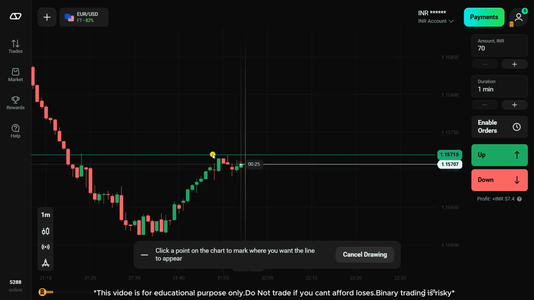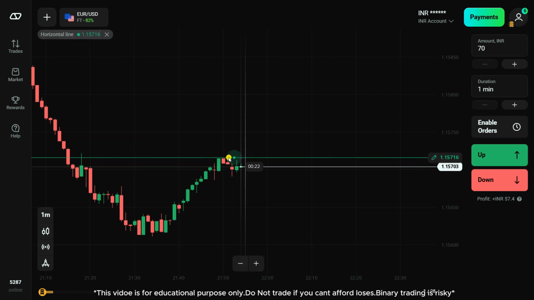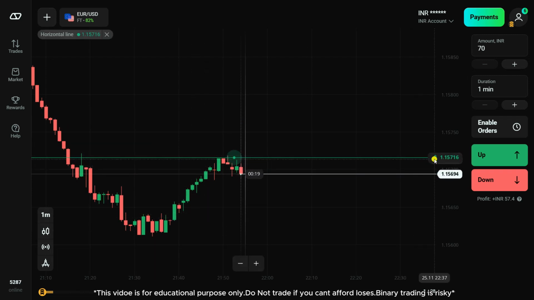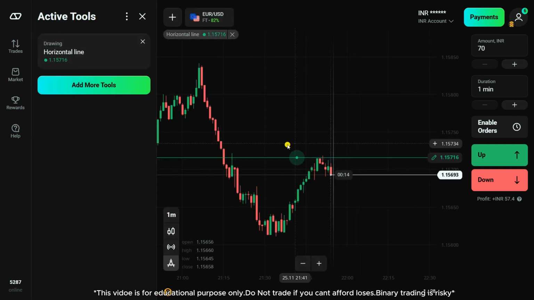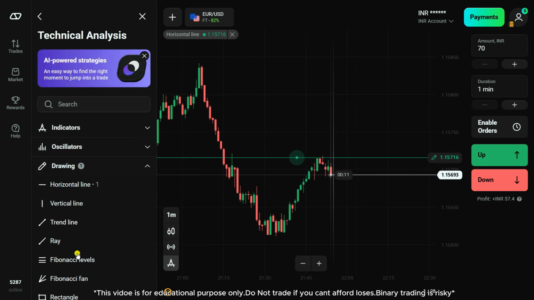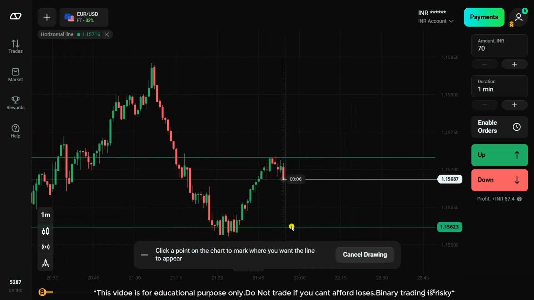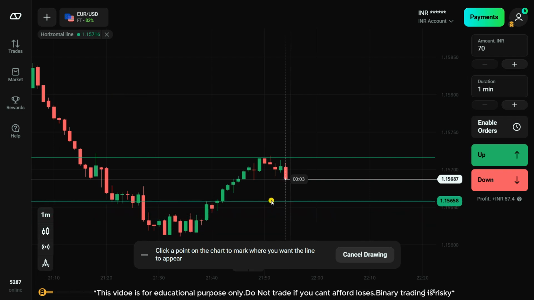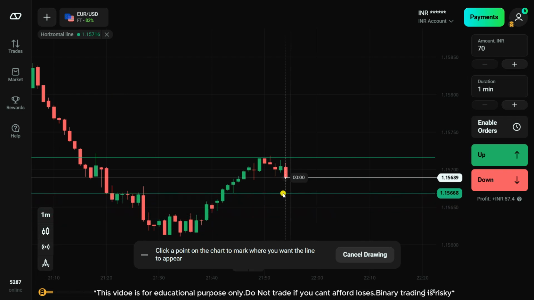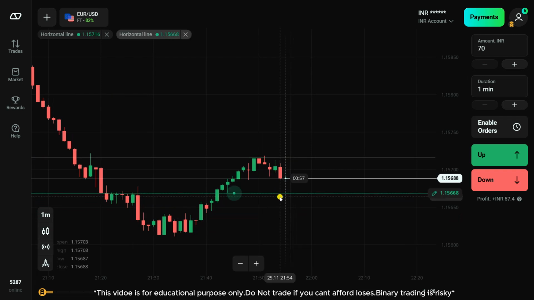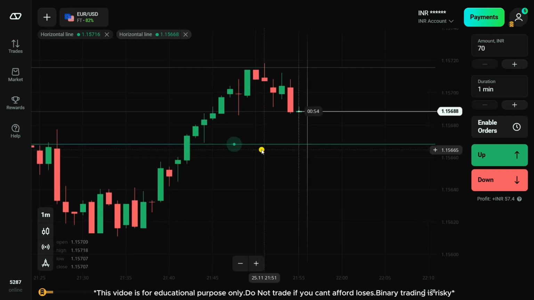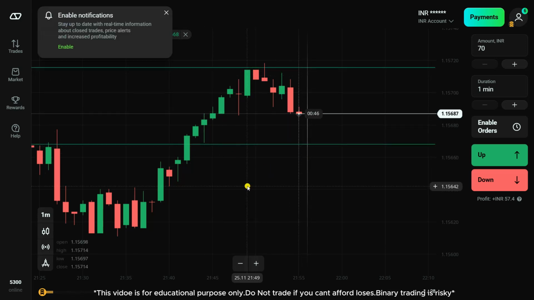The best support and resistance we can draw at the top. This topmost area we can use as a support area of the sellers. Now we have to draw another area of resistance, which means the buyers. So this area we call a support area, and the upper side we call resistance. When the market reaches here, sellers will enter. When the market reaches here, buyers will enter.